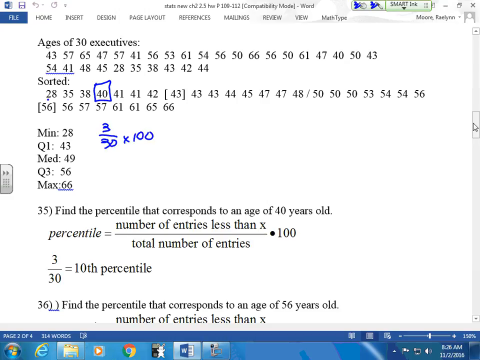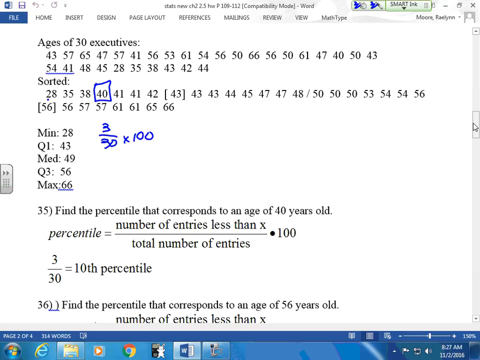Times 100. Be careful the way you divide this. This has to come out like a regular percent. If you divided it the other way, 10 times 100, that's 1,000. You don't have 1,000. So remember, part over whole. When we divide this out, we get 10%. So 1 over 10, 10%, and we get the 10th percentile.